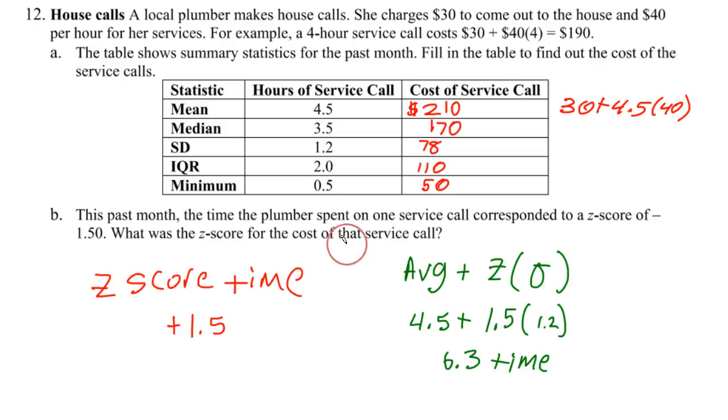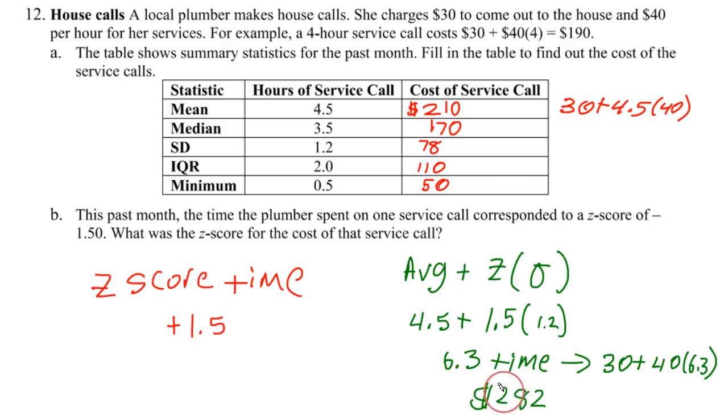Well, what they want is the z-score of the cost. So I need to convert this into a cost. So to do the cost, it would be 30 plus my $40 per hour. So 30 plus 40 times 6.3, and I get $282. So the cost is $282.